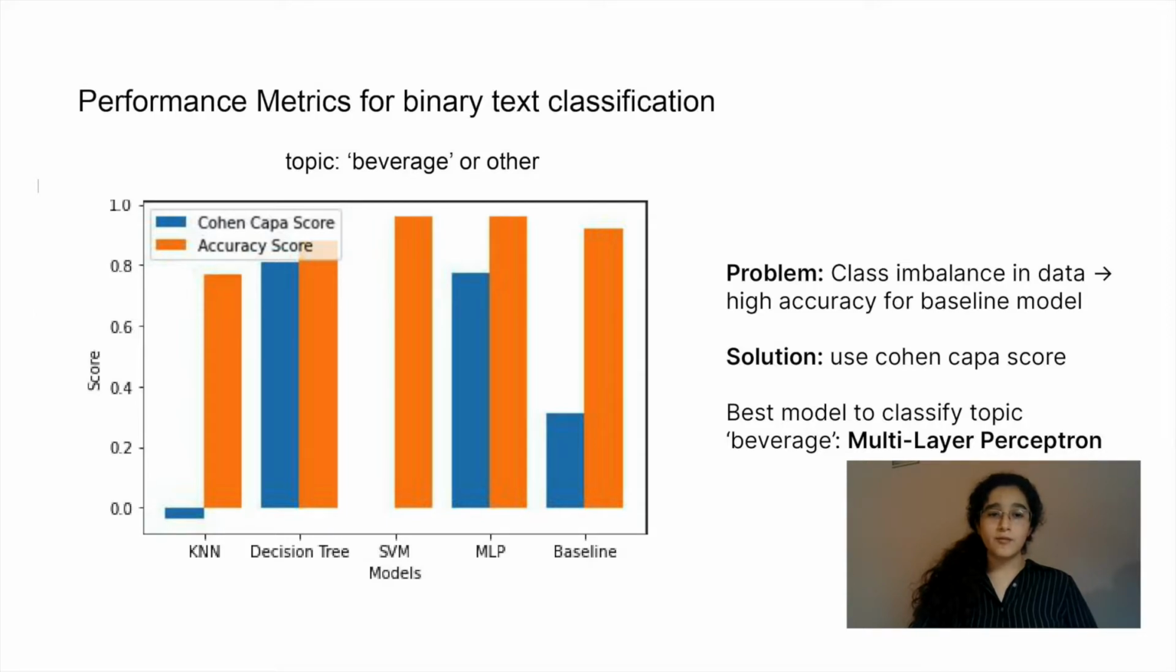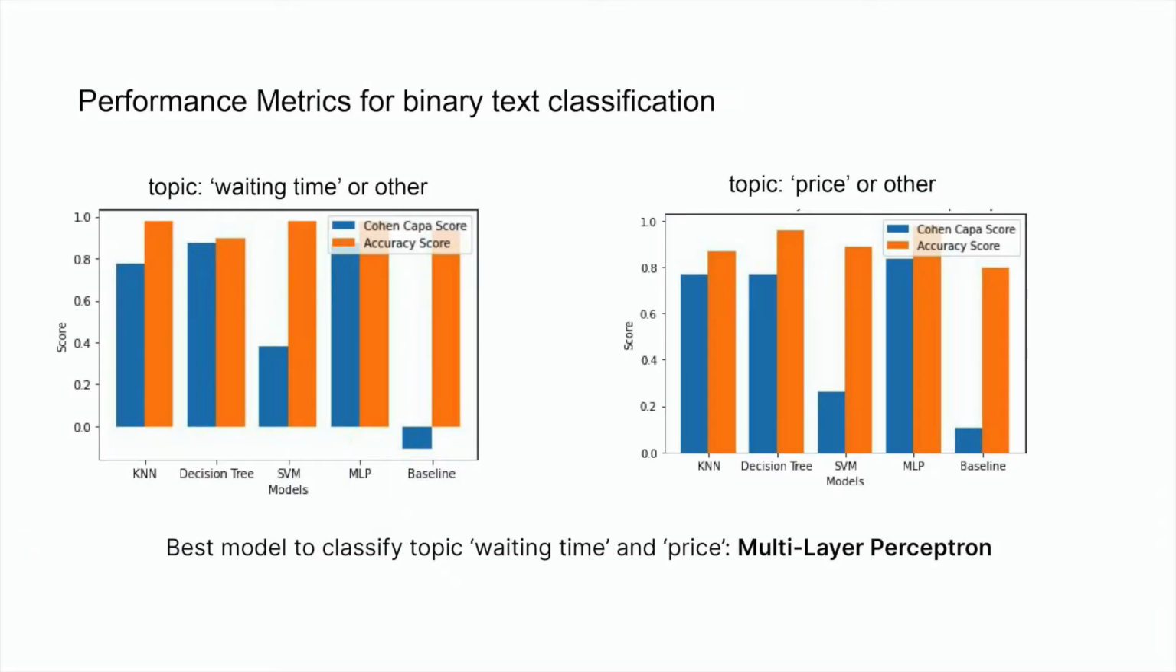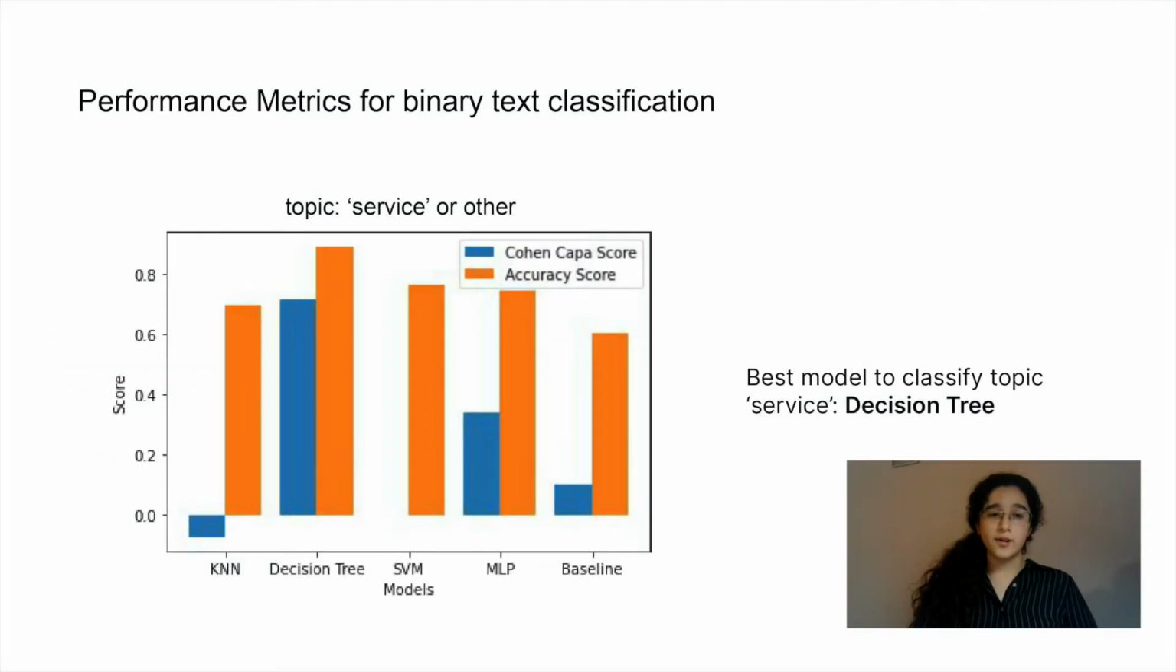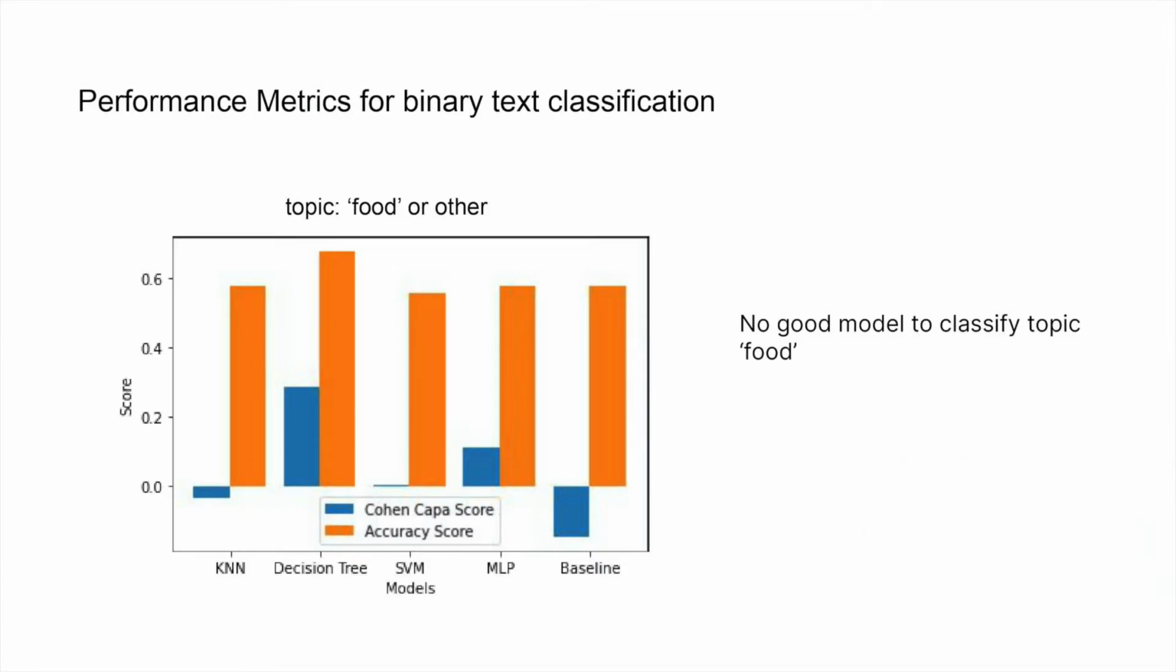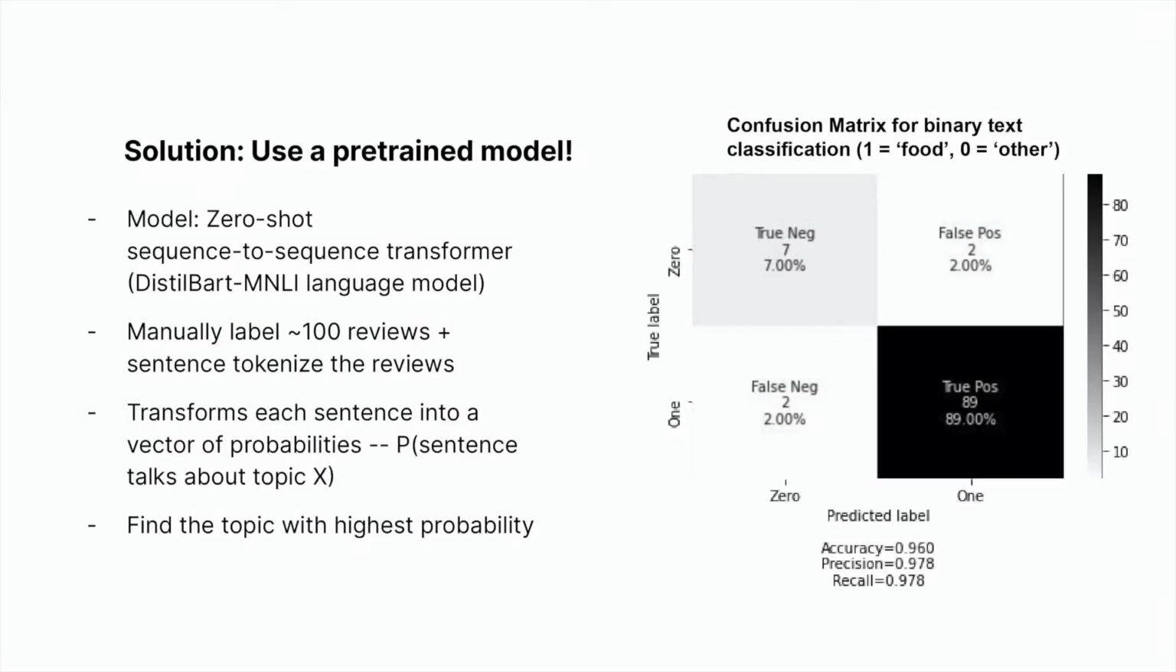By looking at both metrics, we identify that the best model to determine whether or not a sentence is about beverage is multilayer perceptron. For waiting time and price, the best model is also multilayer perceptron. Similarly, the best model for service labeling is a decision tree. However, looking at the low Cohen's Kappa scores, none is a good model to determine whether a review sentence talks about food or not. Thus, for the food label, we use a transformer model that is pre-trained on significantly larger amounts of data. This model is a sequence-to-sequence transformer.